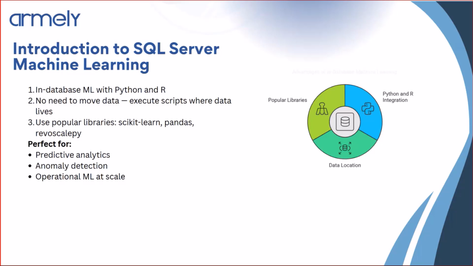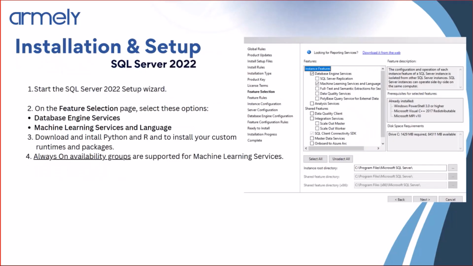And you use common libraries like pandas, scikit-learn, and RevoScalePy, which connects the database to your Python and R. So in this case, we can do predictive analytics, anomaly detection, or operational machine learning at scale. The good thing with this is that even when the data becomes large, you are able to scale because you're not moving your data set.